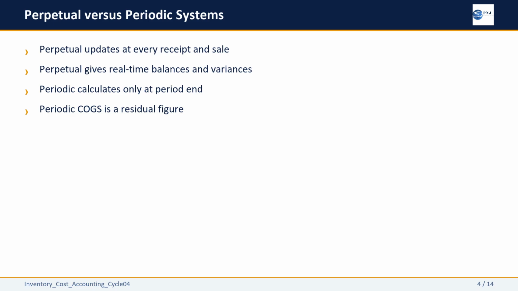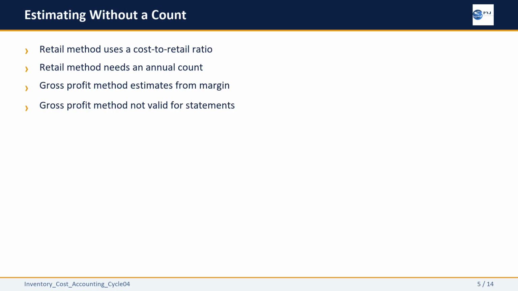But what if you cannot take a count at all? Sometimes a full count is not possible, an interim period, an insurance claim after a fire. Two estimation tools fill that gap. The retail inventory method, used by retailers, applies a cost-to-retail ratio, total goods available at cost divided by total goods available at retail. Multiply ending inventory at retail by that ratio, and you get ending inventory at cost. It is useful for interim reporting, but you still need a physical count at least annually for verification.